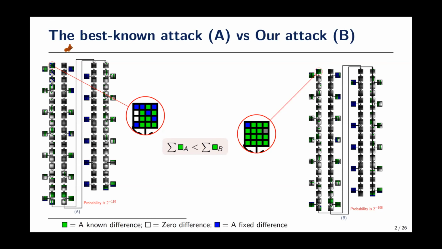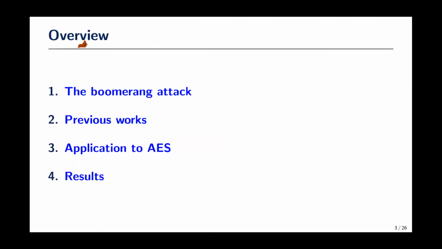Here is a zoom on the inputs of both attacks. In our attack, we have more green bytes than the best-known attack. This means we know much more information than the attack of Biryukov and Khovratovich. And in the rest of this talk, I will explain in detail how we found the attack.